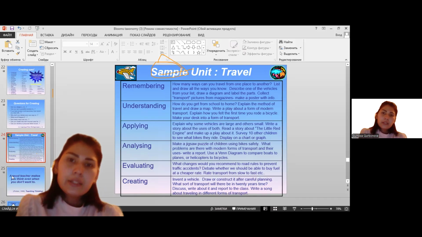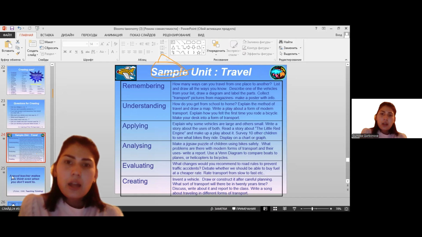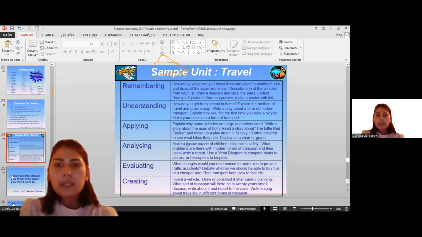Here you can see remembering. How many ways can you travel from one place to another? List and draw all the ways you know. Describe one of the bicycles from your list. Draw a diagram and label its parts. Collect transport pictures from magazines. Make a poster with information.